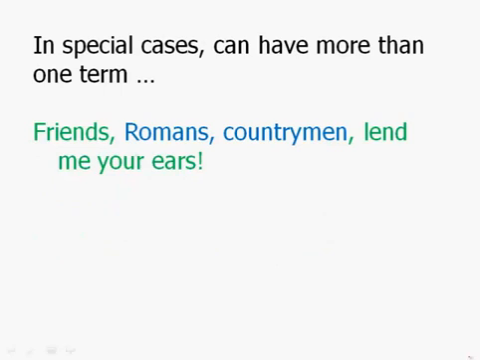Now, a special case: we can have more than one appositive phrase. So, for example, the famous quote from Julius Caesar, "Friends, Romans, countrymen, lend me your ears." These are not three different groups of people. This is the same group of people identified in three different ways. So we have the noun, friends, and then we have two appositive phrases modifying that noun.